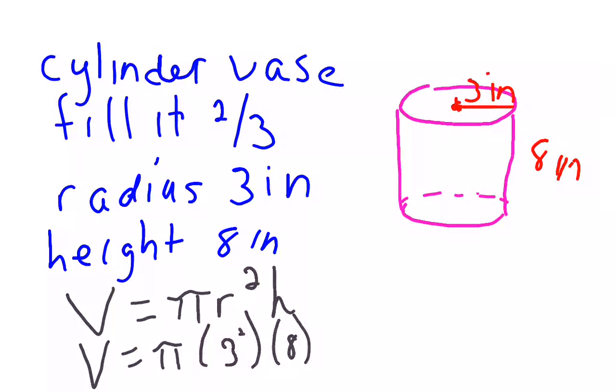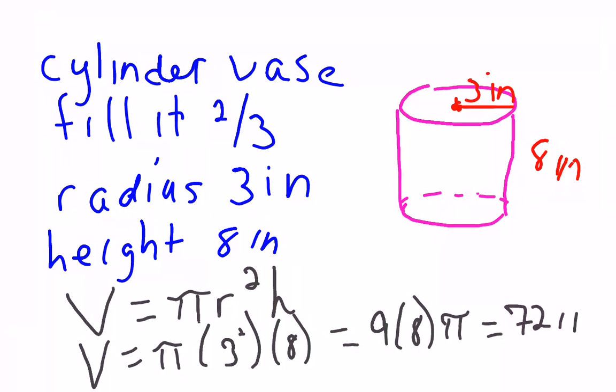Now remember our order of operations. So 3 squared is going to be 9. So now we have 9 times 8 times pi. So that means we have 72 pi. And again, we probably have to get a calculator out in order to figure out what that is to be exact. So 3.14 times 72 gives us 226.08 inches cubed. Make sure we use our units.